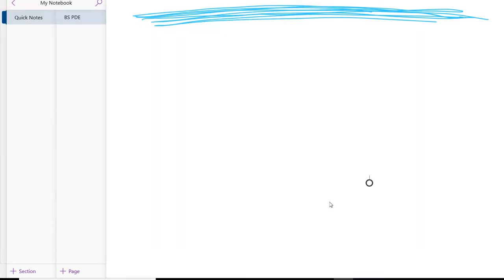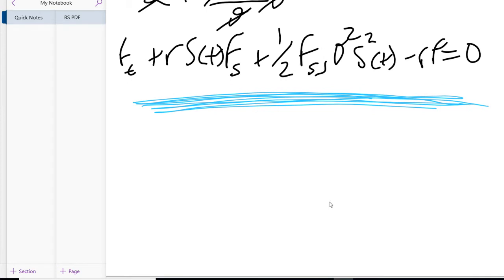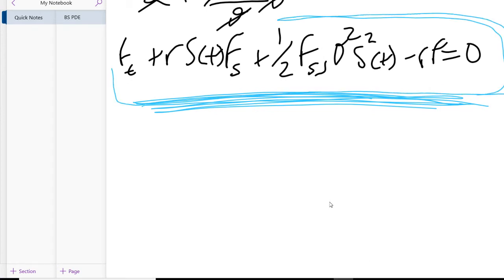Okay, hello again. So last time I showed how to get to the Black Scholes PDE step by step. So remember, it's given by this parabolic partial differential equation. And I want to get to solving the equation.